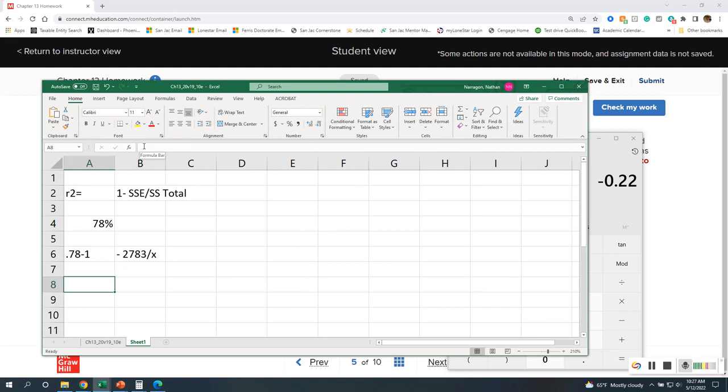Alright, so we know 0.78 minus 1 is negative 0.22. Now we can move to our next step. We know it still equals this amount, but here we have X on the bottom. We cannot have X on the bottom, so we're going to multiply by X on each side. So 0.22 X now.